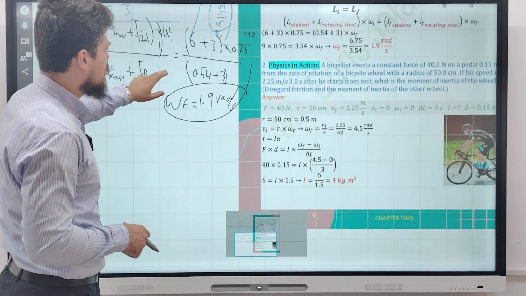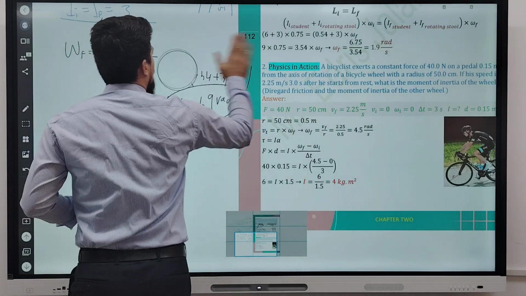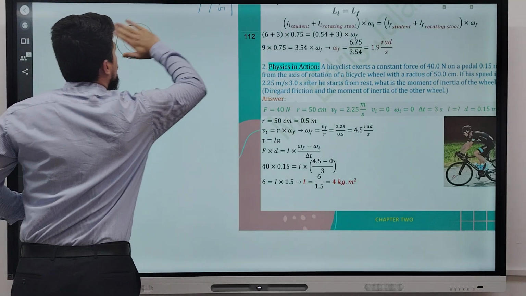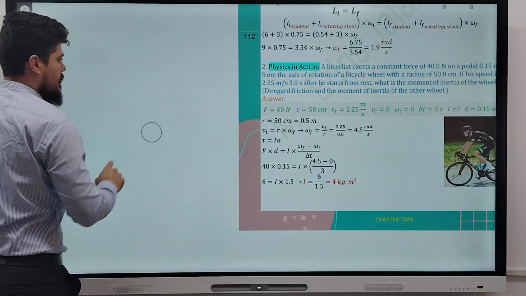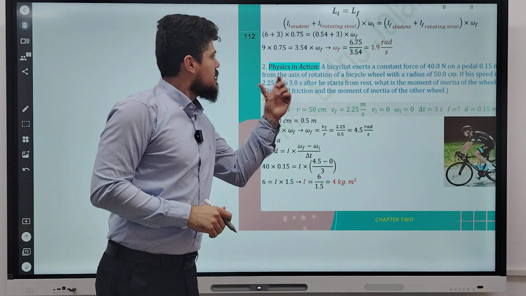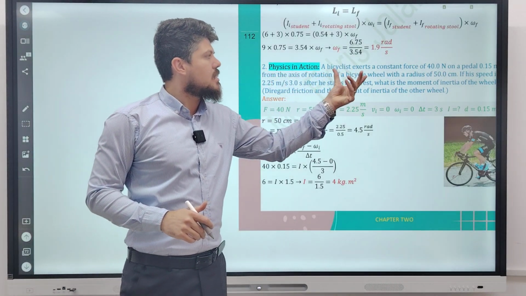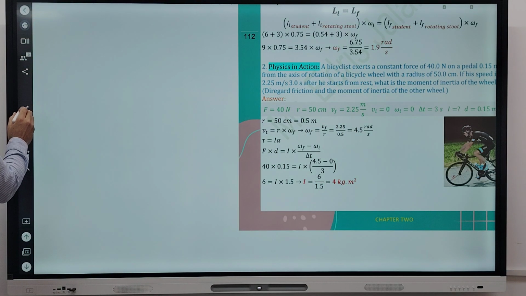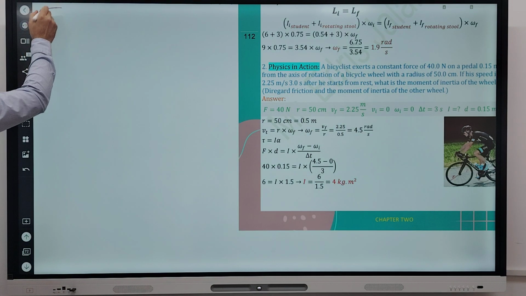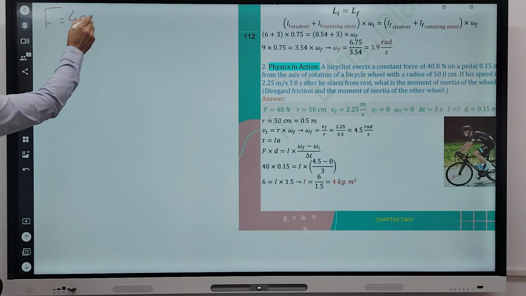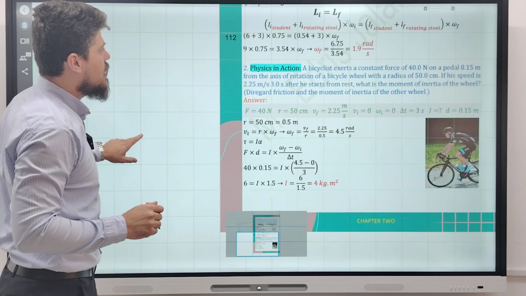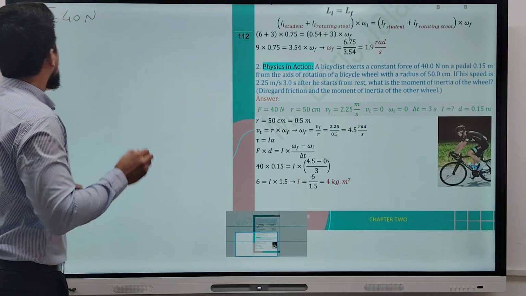Now we're going to solve question 2. Very good question. Question 2 has been brought in the Wizaria exam many times. Careful, guys. Question 2, physics in action. A bicyclist exerts a constant force of 40 Newton. This is the exerted force, on a pedal 0.15 meter from the axis.